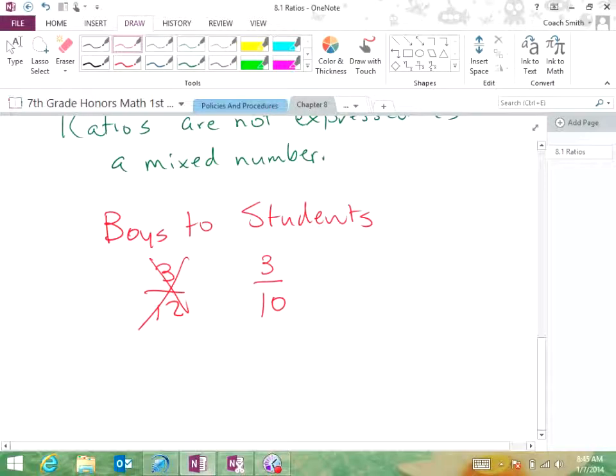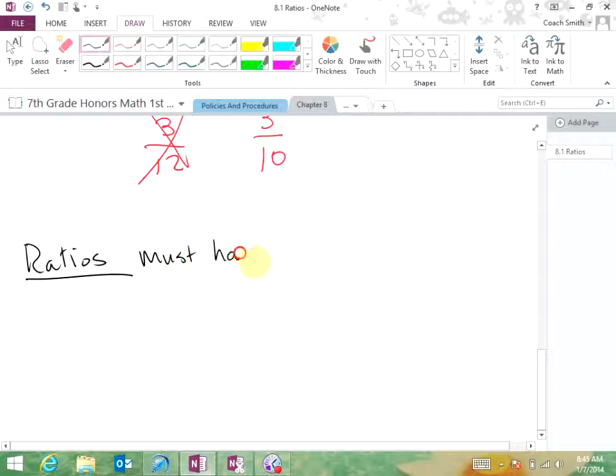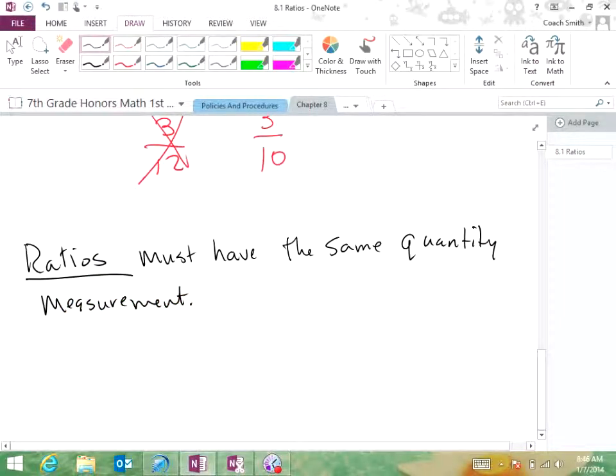All right, now. Let's talk some more about ratios. Ratios must have the same quantity measurement. Okay? What we're talking about there is that if you compare a ratio of boys to girls, we're all humans. Sometimes, obviously, girls don't think boys are human and vice versa, but whether you think so or not, we are all human. So, that's a like quantity.